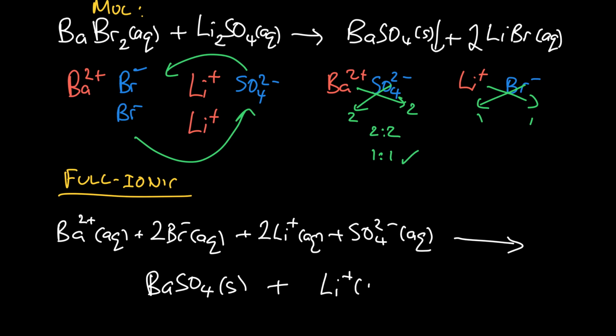So you got lithium, and I didn't win any handwriting awards, sorry, and bromide. And remember, the coefficients right now apply to everything here. There's 2 lithiums and there's 2 bromides. So that is the full ionic equation.